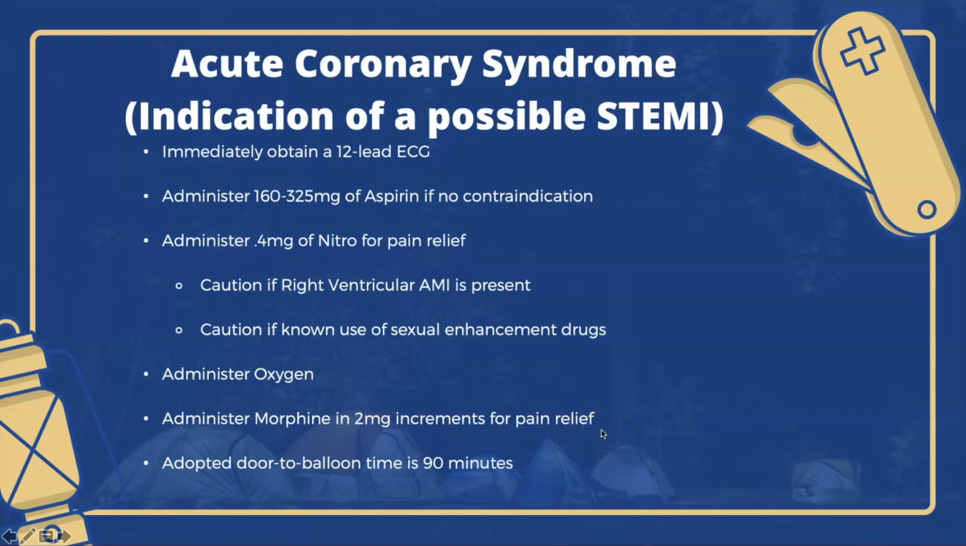Think of your MONA B, okay? MONA B. Morphine, oxygen, nitroglycerin, aspirin, and B for beta blocker now. So usually for ACLS, they may only be testing you on MONA, but in real life now they're doing MONA B, Professor B, right here, MONA B. You administer morphine in 2 milligram increments for pain relief. Morphine also helps decrease the cardiac demand of the heart, so that's how it helps.